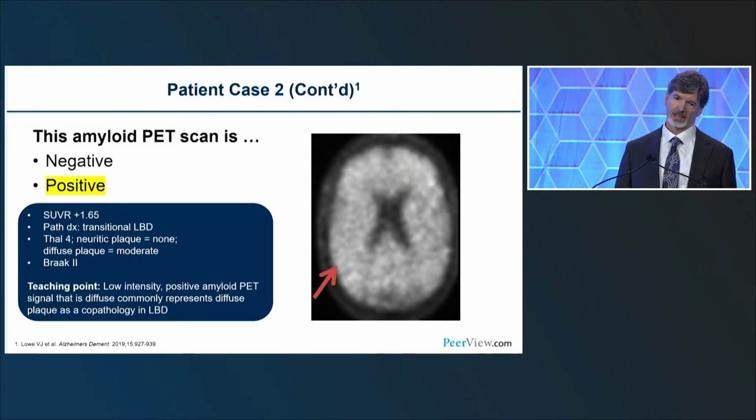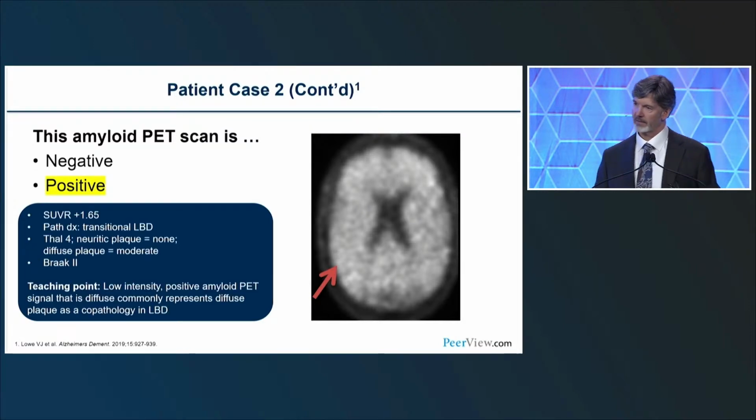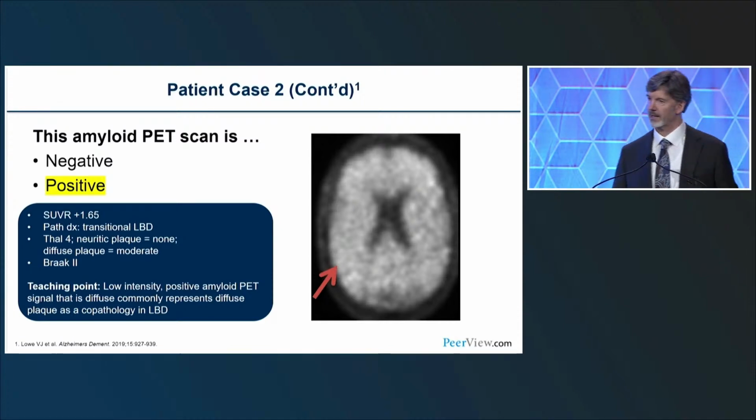What was this? High SUVR, so quantitatively positive, visually positive. Path diagnosis, this is transitional Lewy body disease in a patient with a floridly positive amyloid scan. So there's diffuse plaque here, moderate. There's no neuritic plaque in this case, so the neurons aren't being affected so much by the amyloid. BRAAK 2. So the teaching point is this lower intensity positive amyloid PET is common in Lewy body dementia.